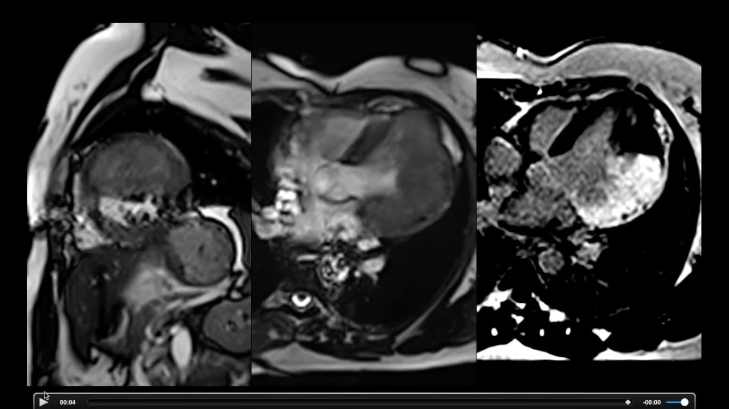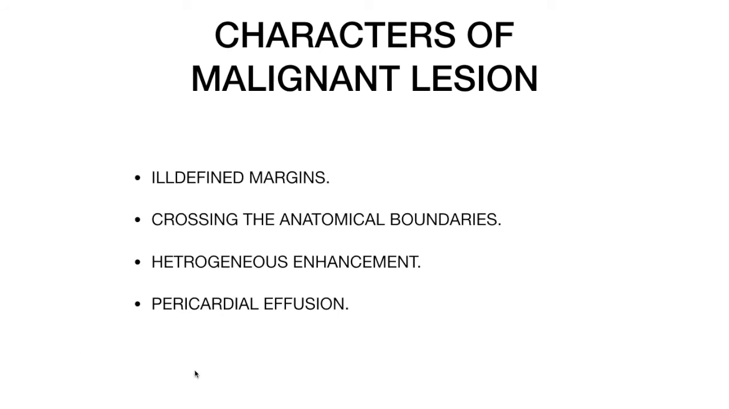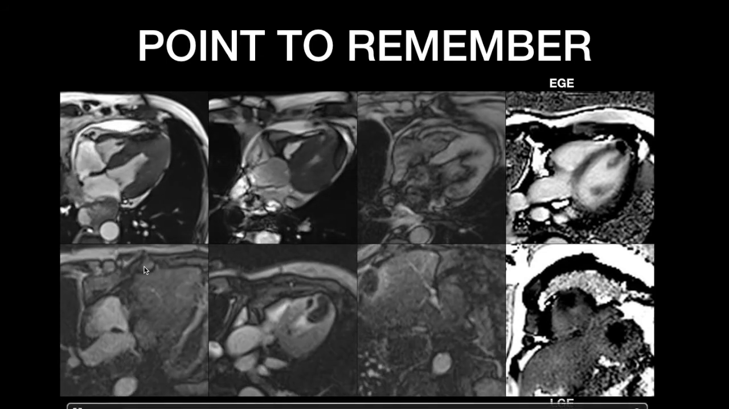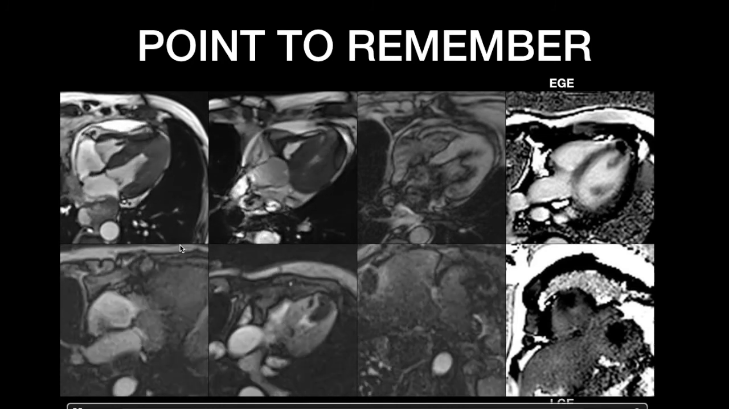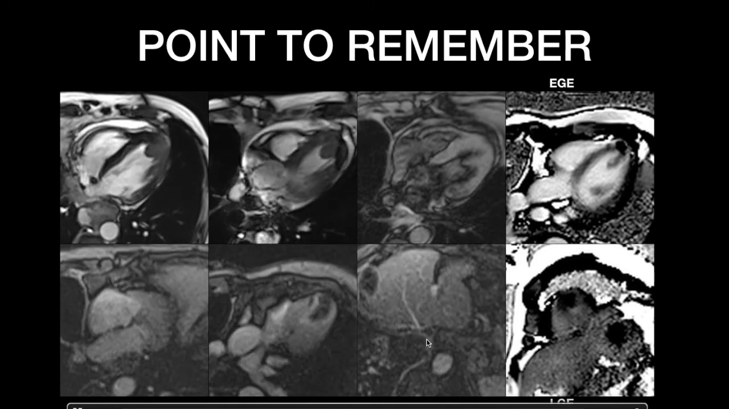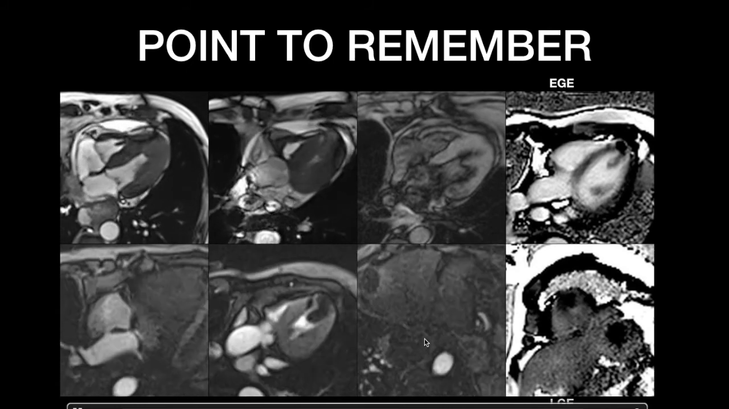in this case. So what are the characters we are looking for in a malignant lesion? It has to have ill-defined margins. It is crossing anatomical boundaries. It is heterogeneous in enhancement, and pericardial effusion or pleural effusion can be present with areas of encroachment in those particular planes. It is important to remember that the most common malignant lesion of the heart is a metastasis, and we will be seeing more metastasis than primary malignant lesion.